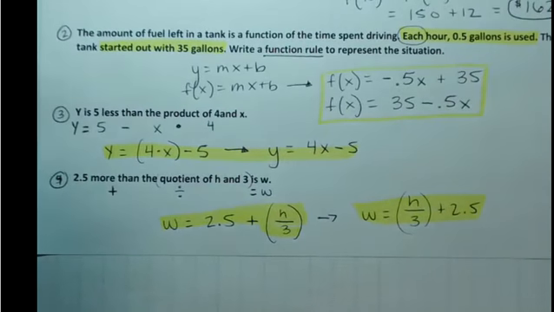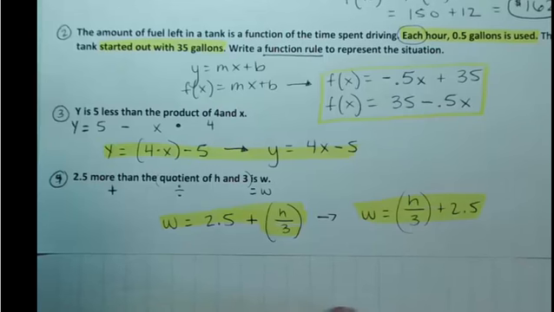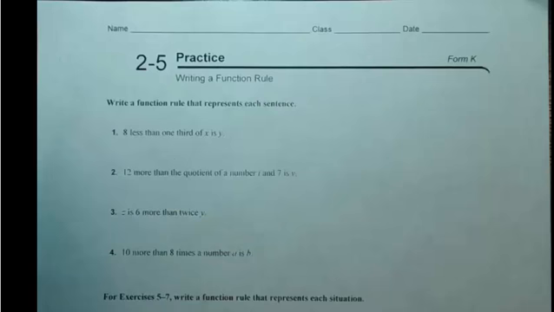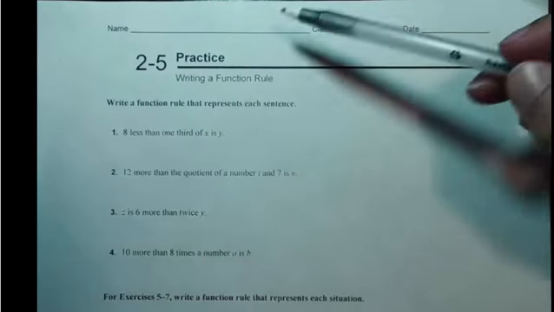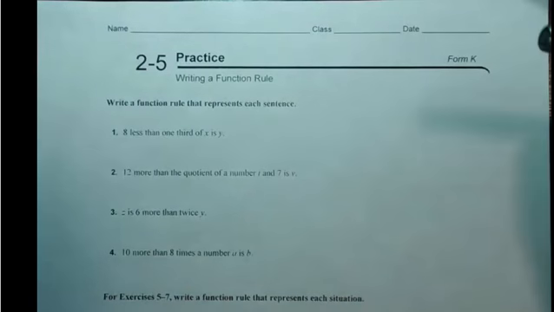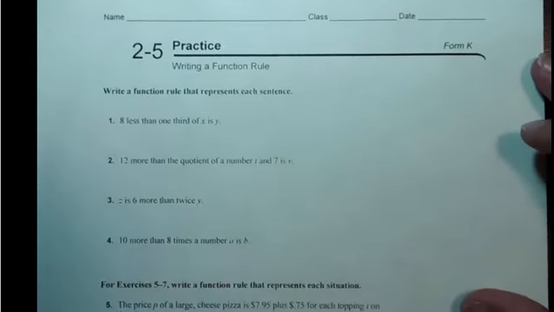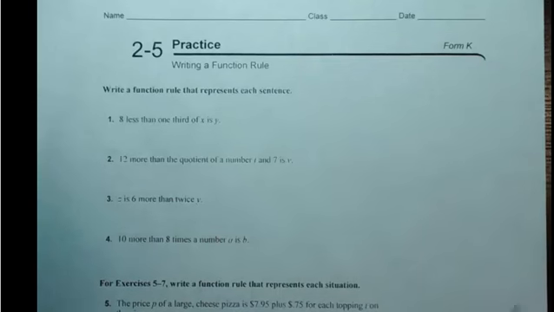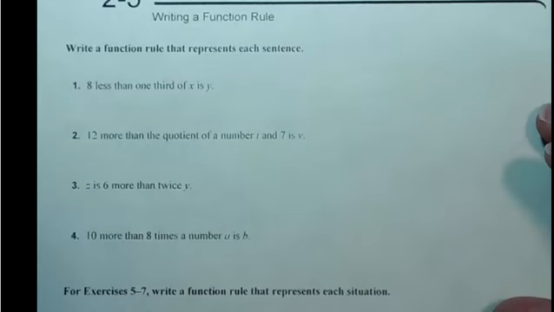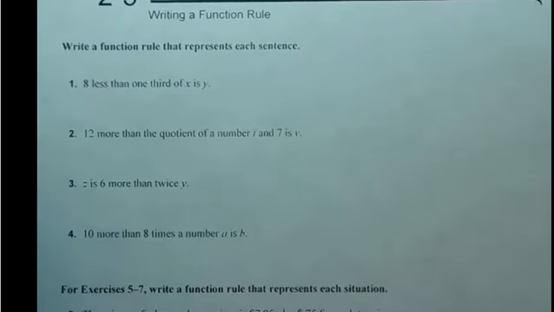I'll explain the homework to you, so let's have someone hand that out, and we'll go over the first couple just so you know what I expect. So put your name, class period, and date on this paper. This is 2-5, Form K, Writing Function Rules. This is your homework, so if you look front and back, it's 11 questions. Some of them have multiple parts, so you need to make sure you're answering the question fully.